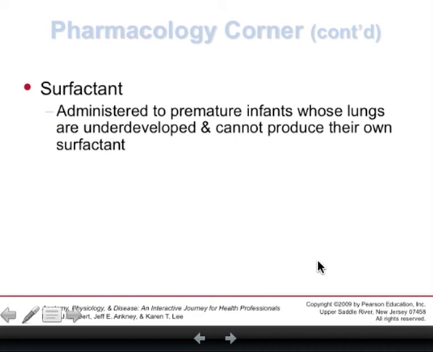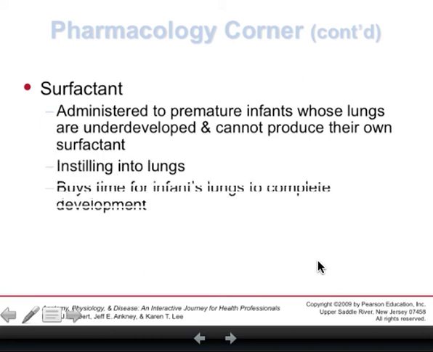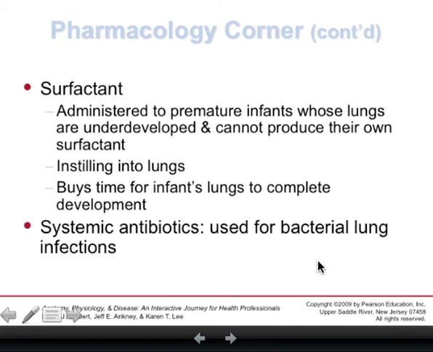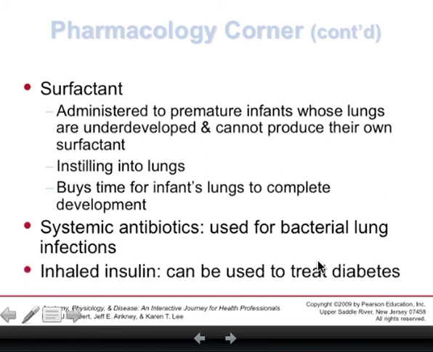We administer artificial surfactant to premature infants who don't have sufficient surfactant in their lungs in order for the respiratory system to operate properly. We instill it into the lungs, and this allows time for the infant's lungs to complete development and develop their own surfactant. Systemic antibiotics can also be used for treating bacterial lung infections, and inhaled insulin can be used to treat diabetes.